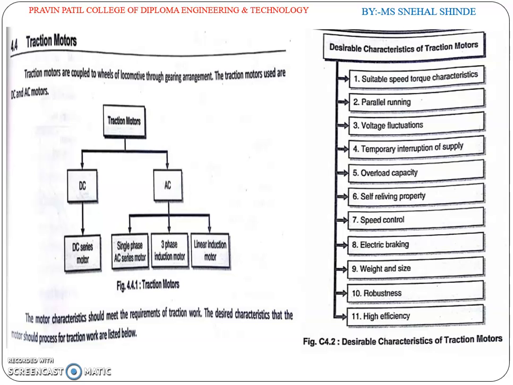So basically it is of the type DC and AC. In AC we use the AC single phase series motor, 3-phase induction motor and the linear induction motor. And the desirable characteristics of traction motors are as follows. We have discussed them in detail. So these characteristics should be in the traction motors.